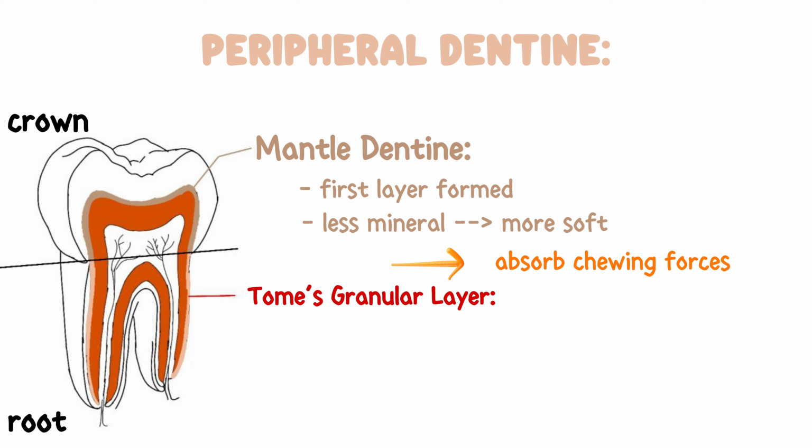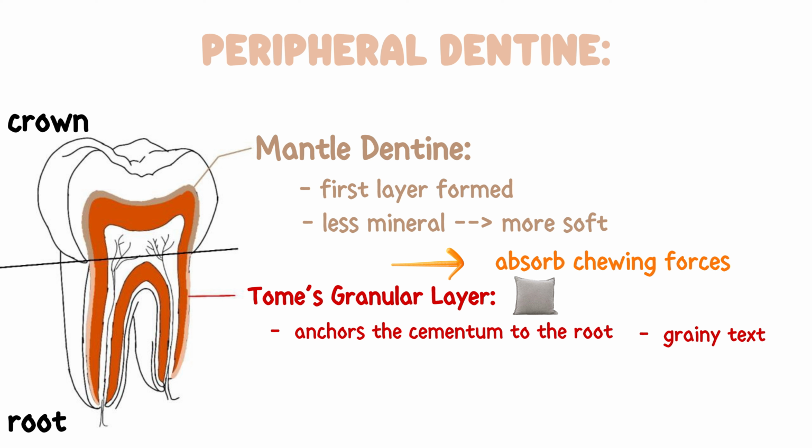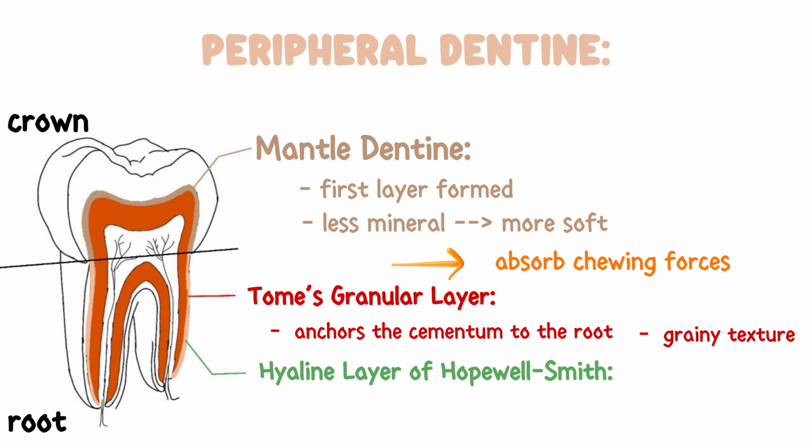Tome's granular layer. Think of it as a cushion. It anchors the cementum to the root and has a grainy texture. Hyaline Layer of Hopewell-Smith. This is a strong glue-like layer that bonds everything together and helps the tooth stay firmly attached.